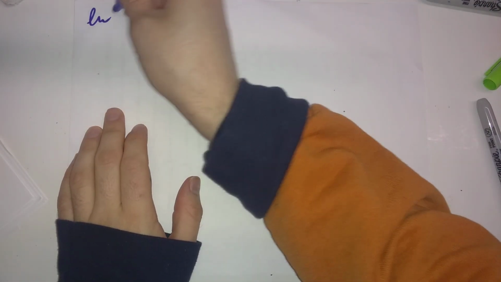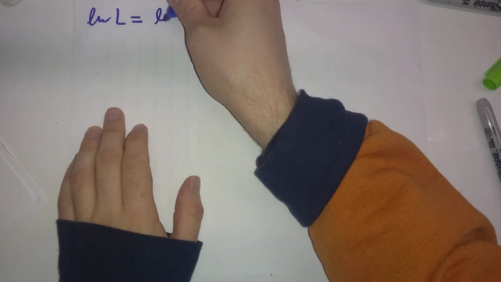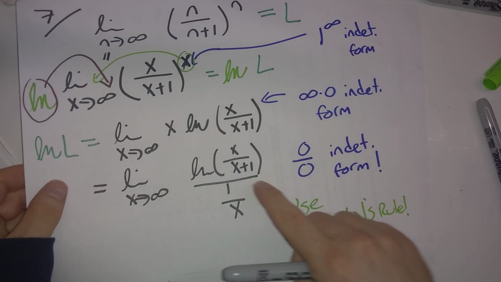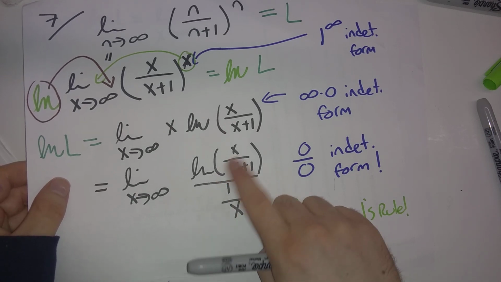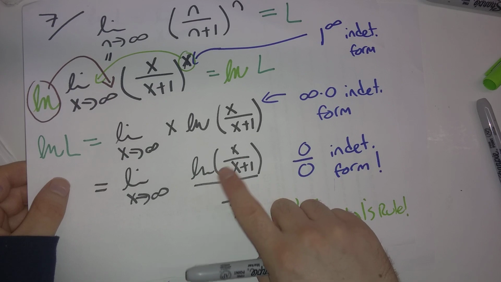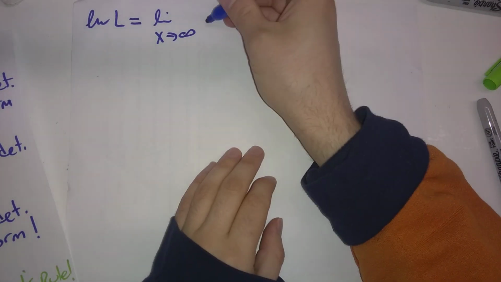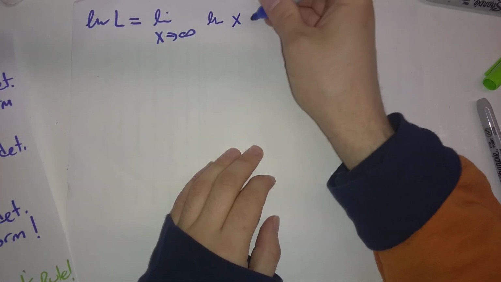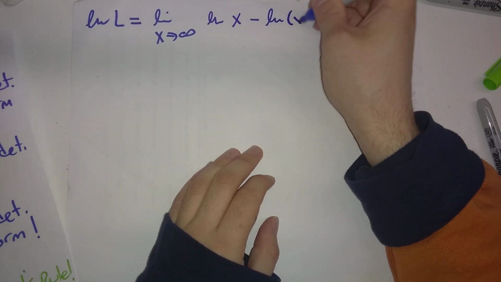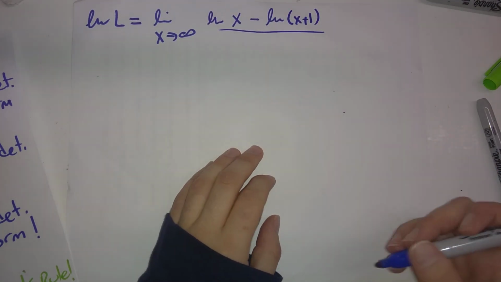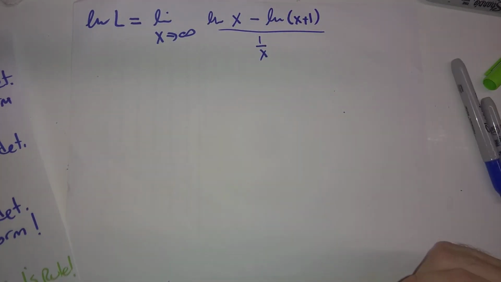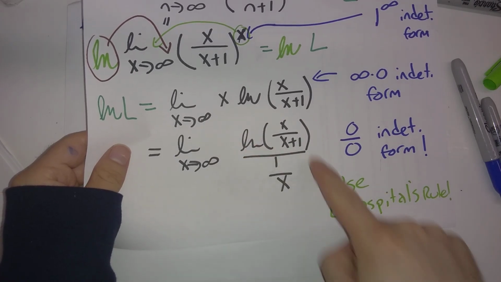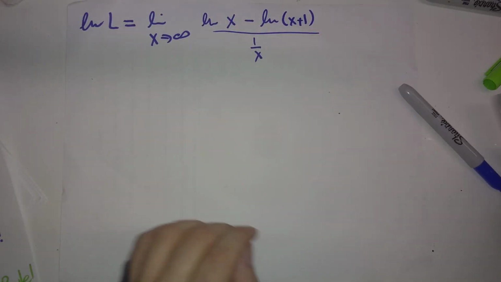So once again, we have natural log of L is equal to the limit as x goes to infinity of... I'm going to make one other cosmetic change that will just make the calculation a smidge easier. Natural log of a quotient, natural log of a divided by b, is natural log of the numerator minus natural log of the denominator. It'll just make my life a little bit easier when I go to take the derivative of it.